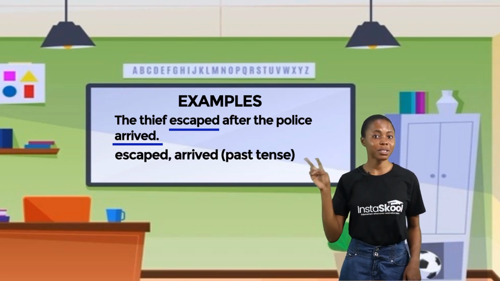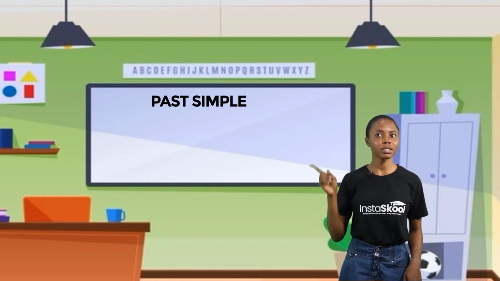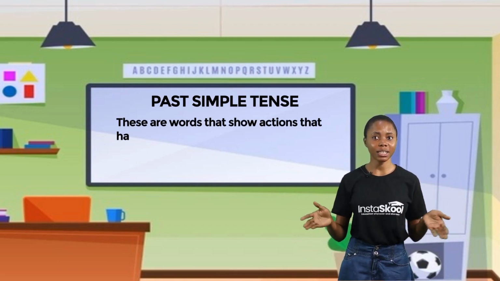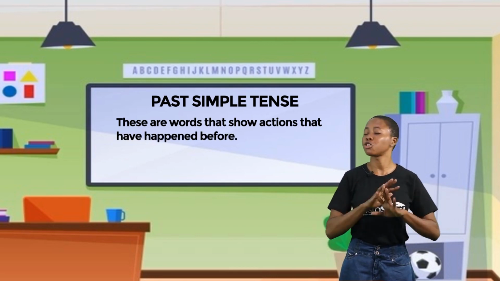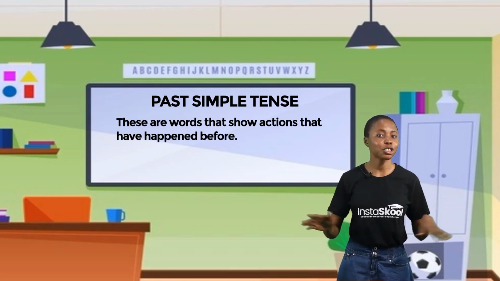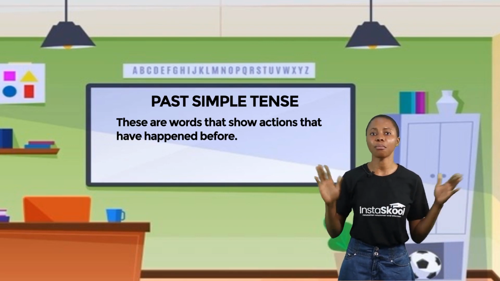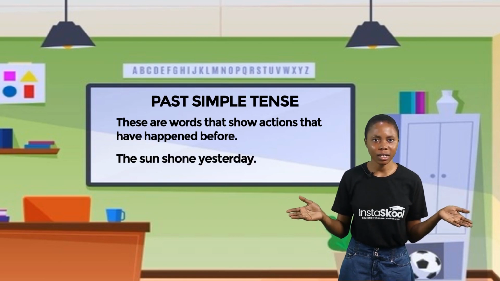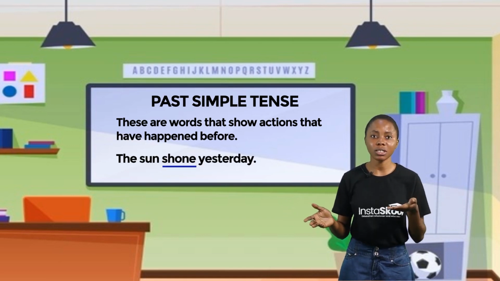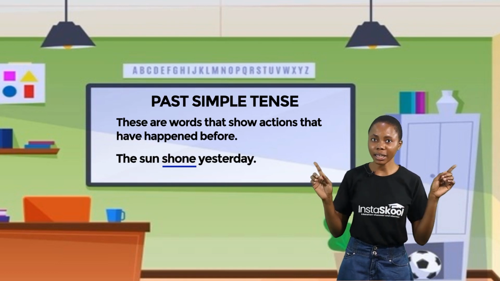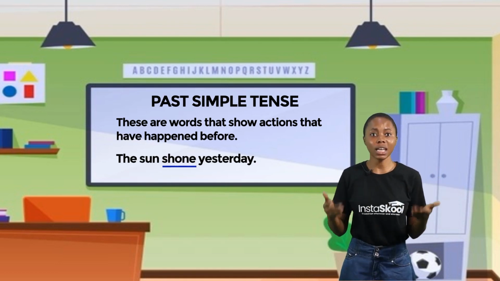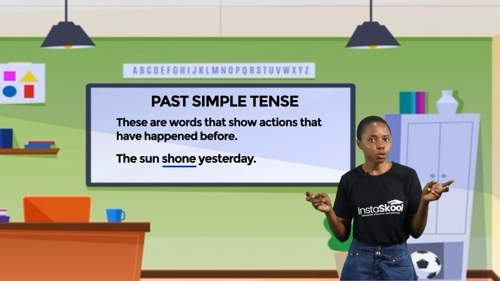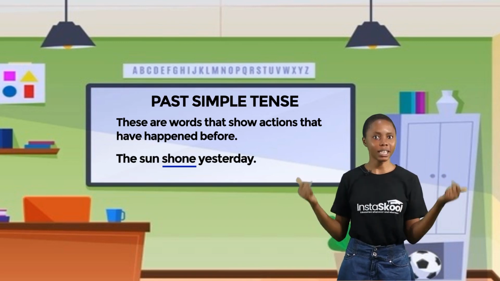The second tense we'll be taking is past simple tense. Now, past simple tenses are words that show actions that have happened before. They are not following any particular order. They're just telling us actions that have happened before. An example would be, the sun shone yesterday. Now, the word shone is telling us that the sun shone yesterday. To make it simpler for you, it's telling us that the sun shined yesterday. But we can also use the sun shone yesterday.